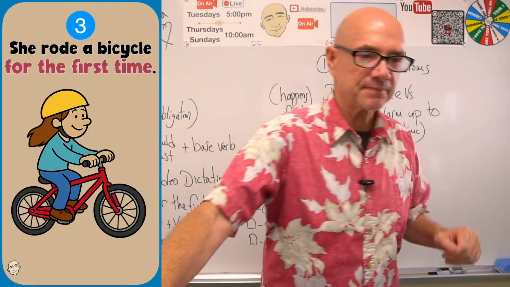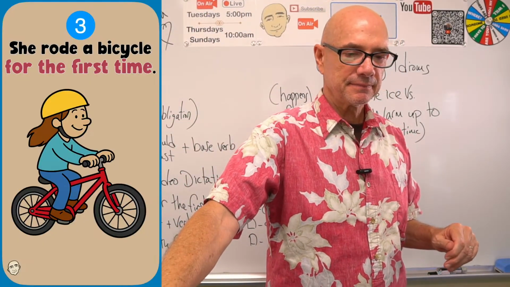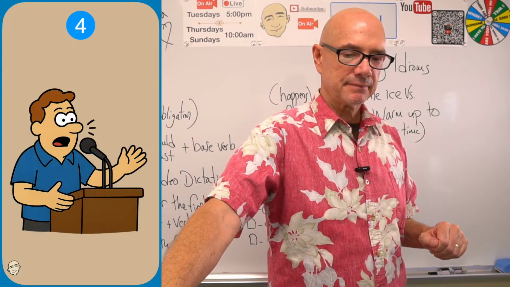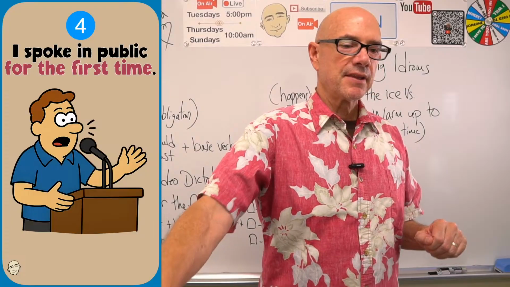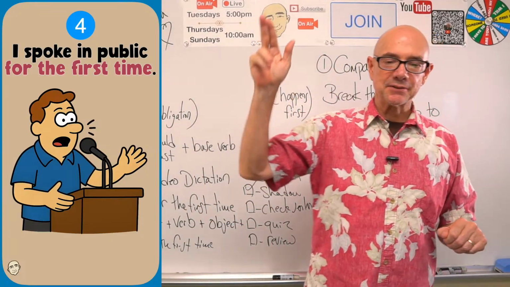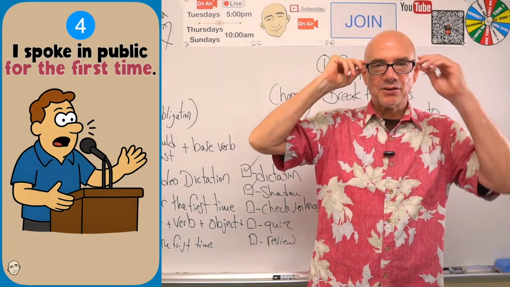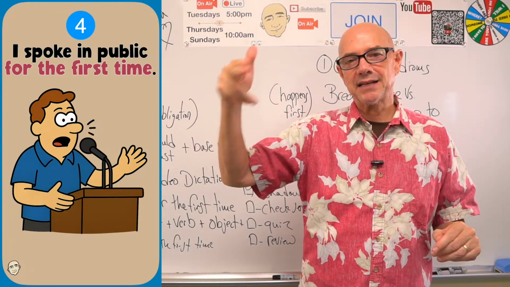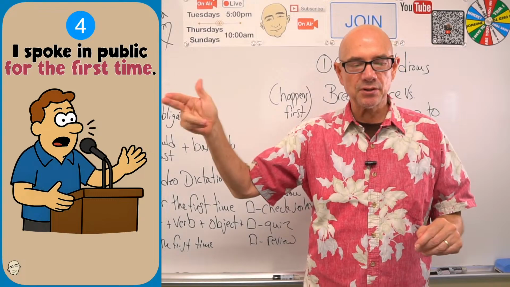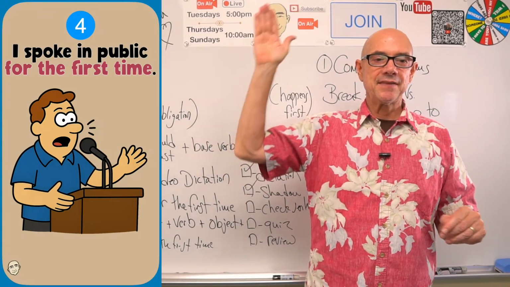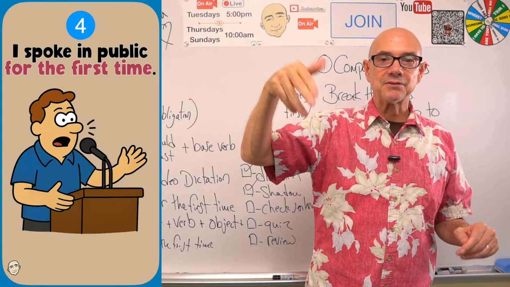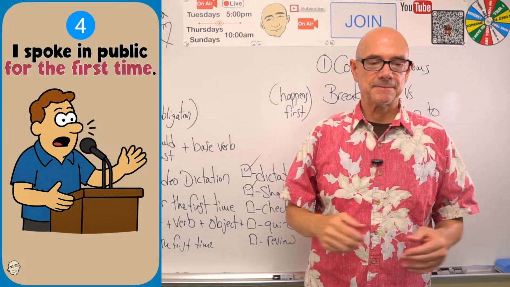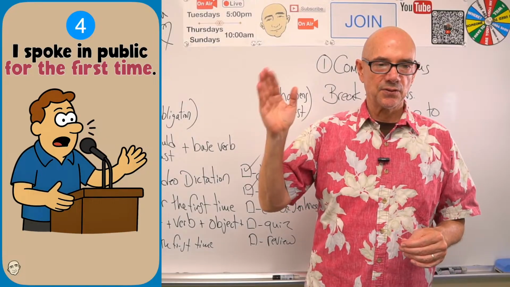Okay, here we go. Number 4. I spoke in public for the first time. All right, so I is the subject. Speak, spoke, right? Past tense, spoke. That spoke is our verb. And then public, right? That's the object. In public, for the first time.